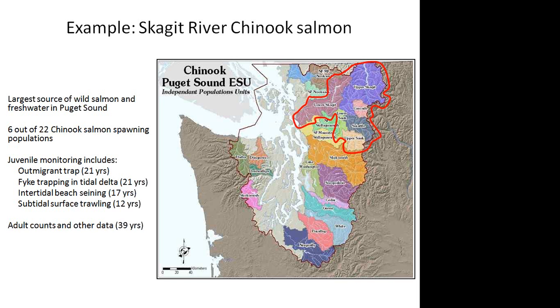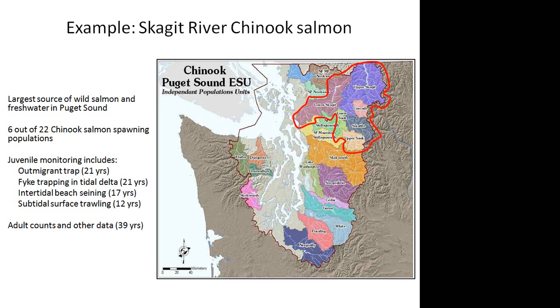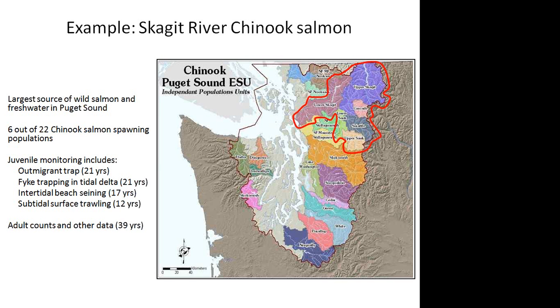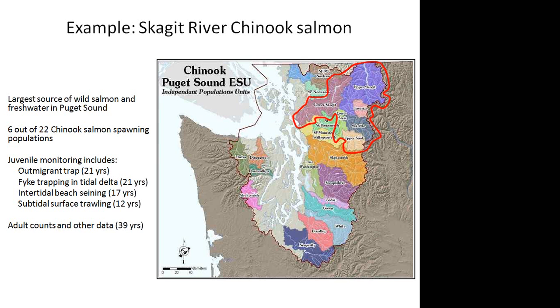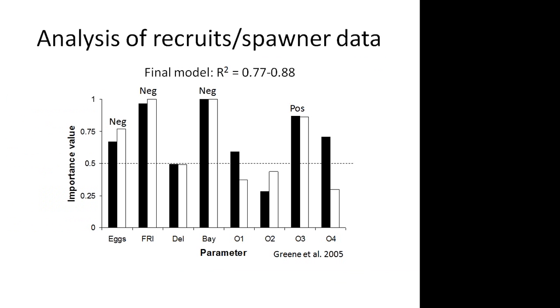So the second example, which I'm going to be talking about at length, would be Skagit River Chinook salmon. A number of people have been talking about it, and I just wanted to give a little background for those who don't know. This is the largest source of wild salmon in freshwater in Puget Sound, with 6 of the 22 Chinook salmon spawning populations. And then we've got a number of different monitoring activities. Mara talked about some of the trapping data, and then Eric talked about some of the fyke trapping data. I'm going to talk about that a little more. But you have several extensive data sets and good monitoring of adults as well.